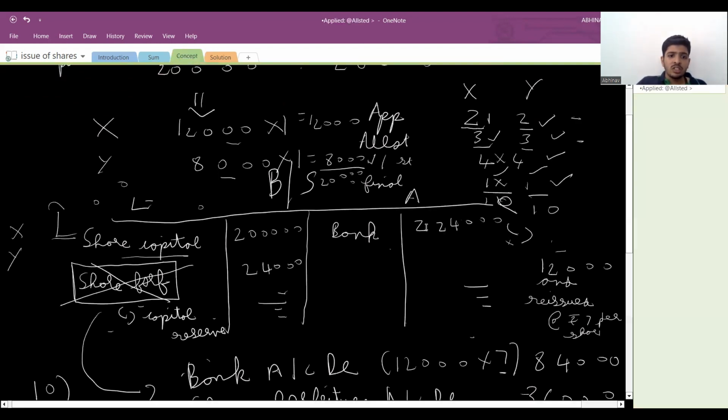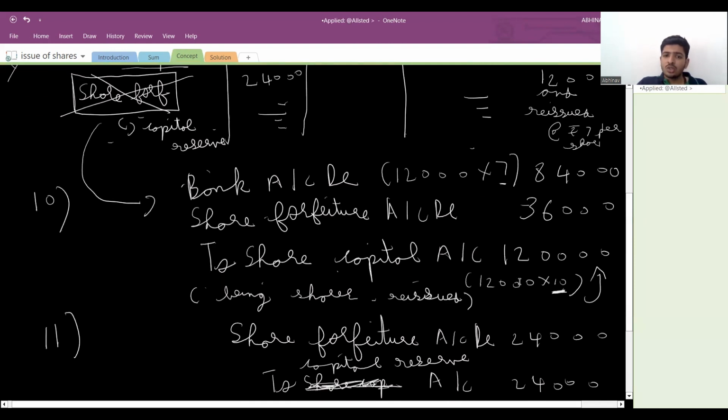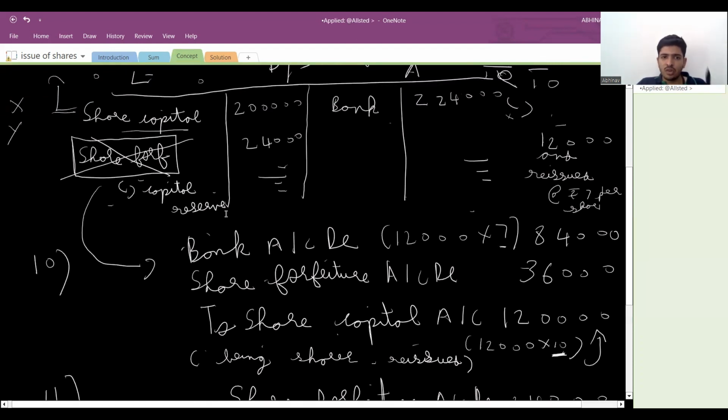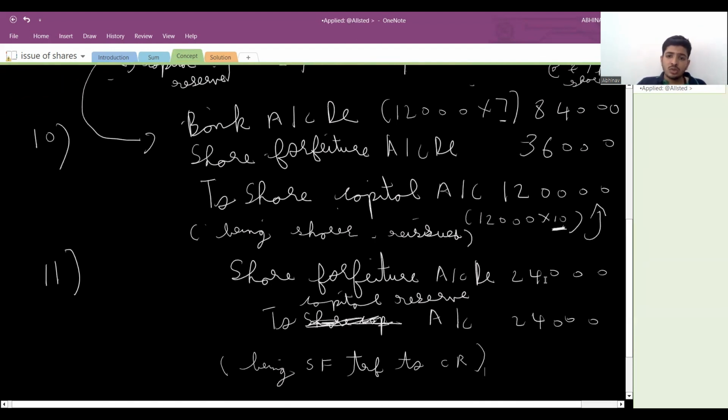Then after that, we are reissuing. The reissue will always be done on the face value. So 12,000 into face value of 10 rupees increases by 120,000. And we are giving it at 7 rupees a share to some new person to whom we are reissuing. And the remaining 84,000 loss we are cancelling from the share forfeiture account. The share forfeiture account still has 24,000 left. Since it's a temporary name, we are cancelling the temporary name and converting it into capital reserve, which is a more permanent name, which will come in the balance sheet.